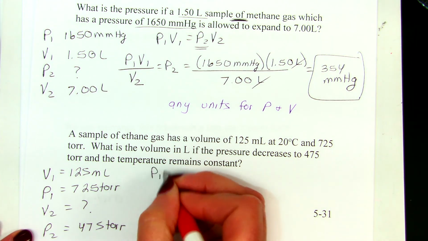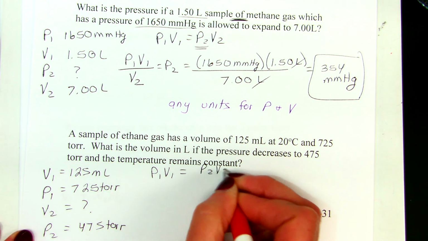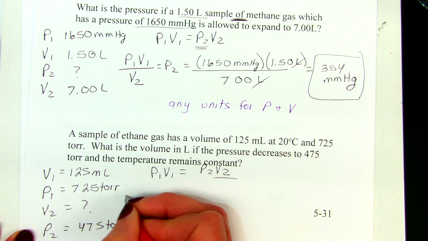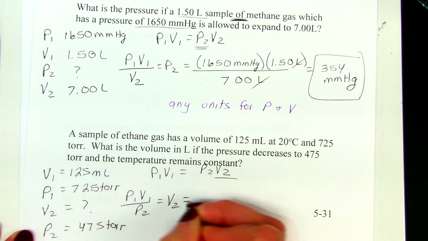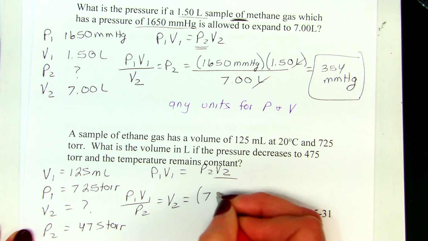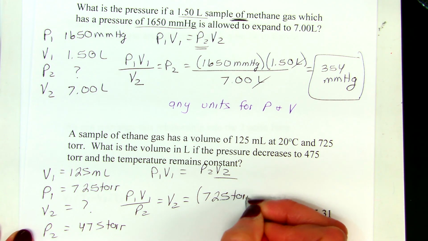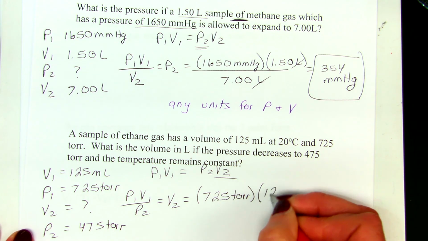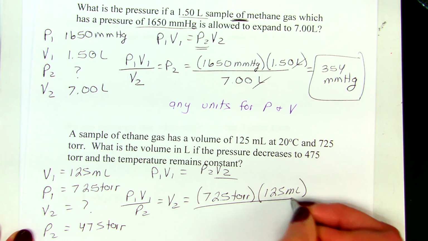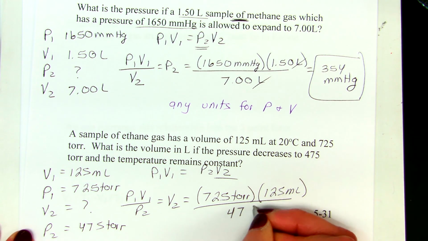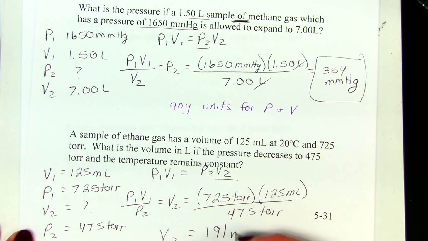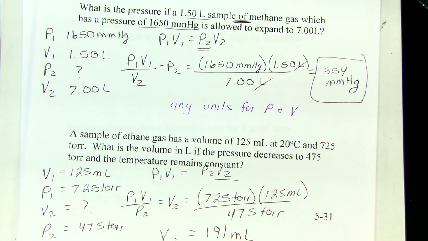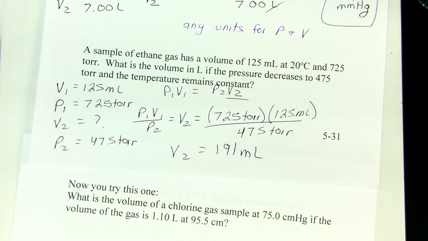So we know P1V1 equals P2V2. Trying to solve for V2. P1V1 over P2 is equal to my new volume V2. So 725 torr times 125 milliliters divided by 475 torr gives me my new volume of 191 mils. So you can solve for either the pressure or the volume. Now go ahead and do the one on the next page. Just do that one at your own pace.